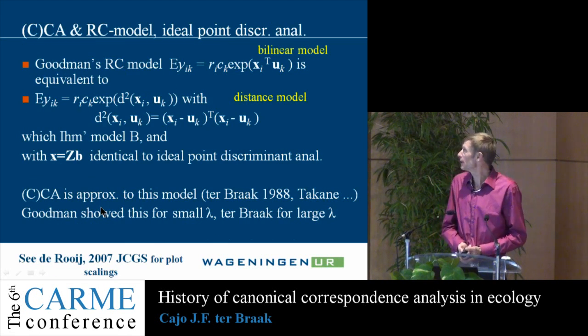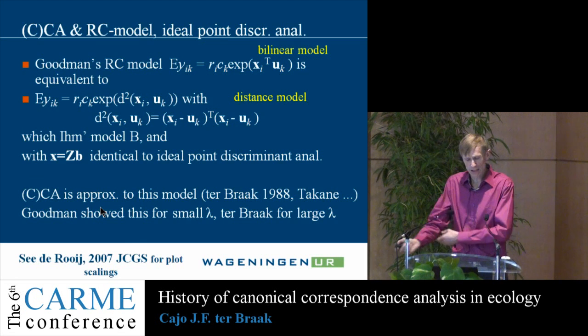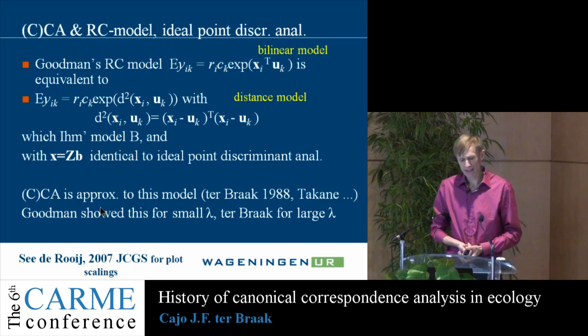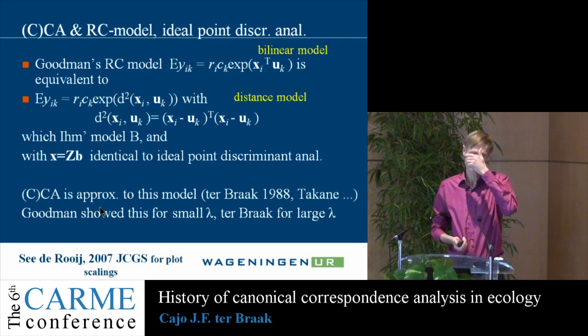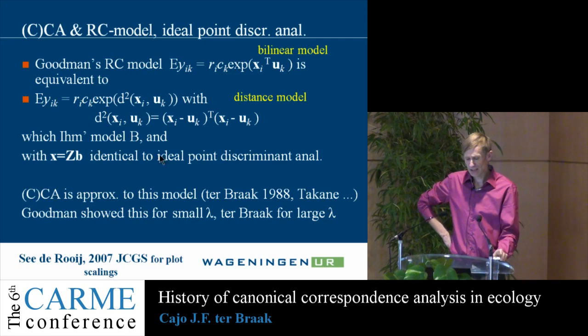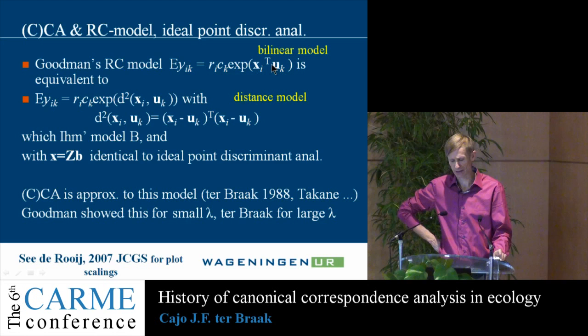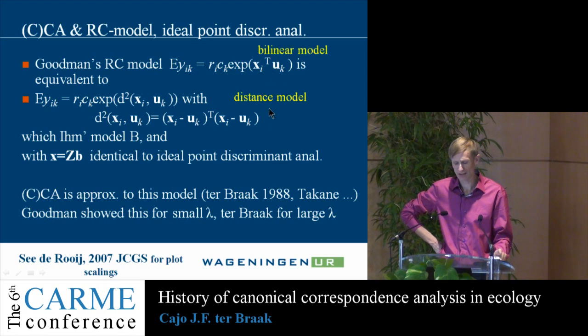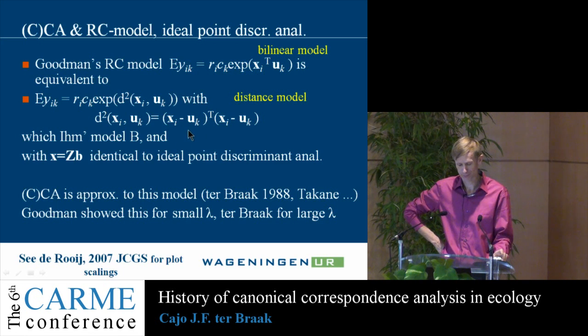So what about the relationship with RC models and ideal point discriminant analysis? Here are really some of my headaches for the last 25 years, because you have both this bilinear model and this distance model, and you really understand why they are equivalent. You can really understand why they are equivalent.